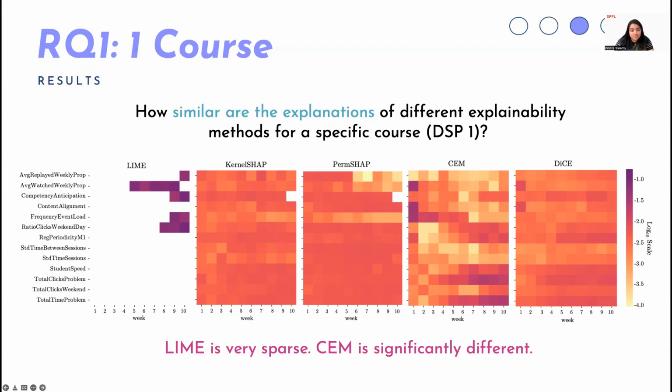So you can see that some of these features are definitely used a lot across different explainability methods. On the x-axis, you see the number of weeks for DSP1 and how important each method found those features in each week. You see kernel SHAP and perm SHAP are pretty similar to each other. CEM is pretty drastically different than the remaining 3 methods, both SHAPs and DICE.